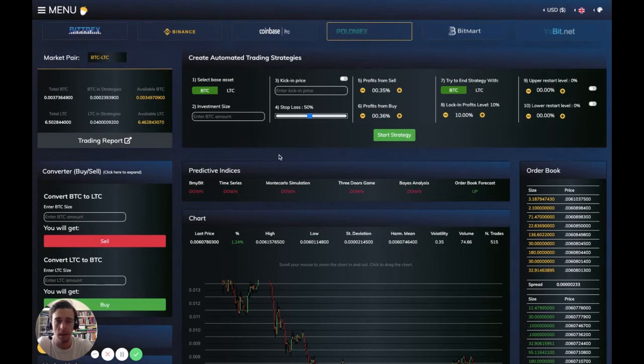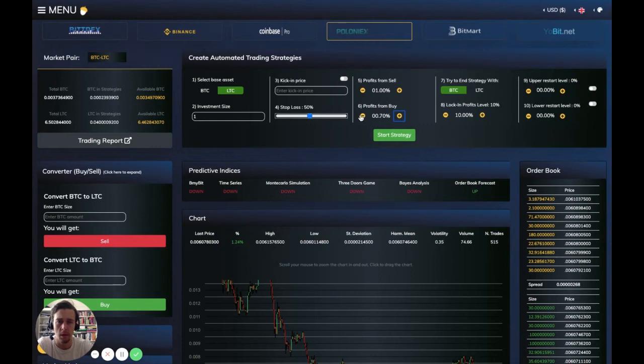For investment size, we're going to select a base asset first. I'm going to go LTC because that's where my assets are. I'm going to put in 1 LTC. I'm not going to put in a kick-in price, and I'm going to leave the stop loss at 50%. For profits from sales, what I normally do, you don't have to, is sometimes 3 times the volatility. So I'm going to go roughly around 1%. And for profits from buy, I'm going to take 60.